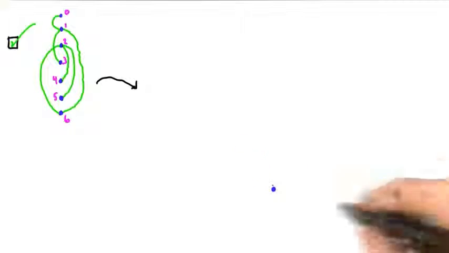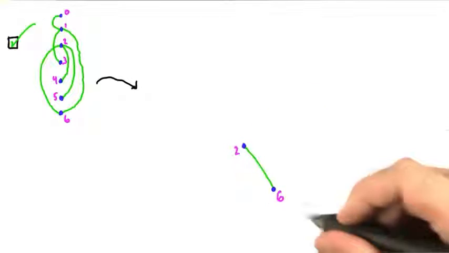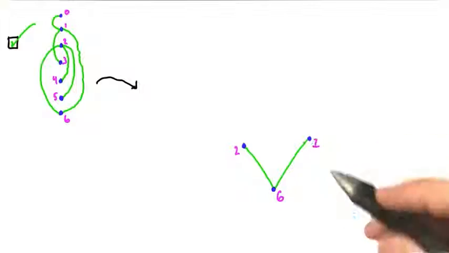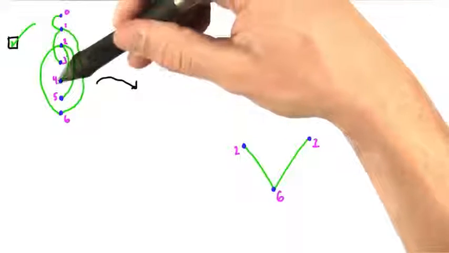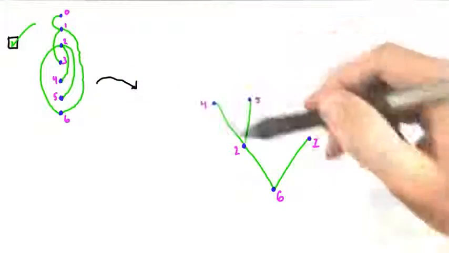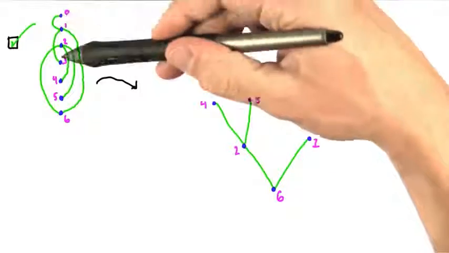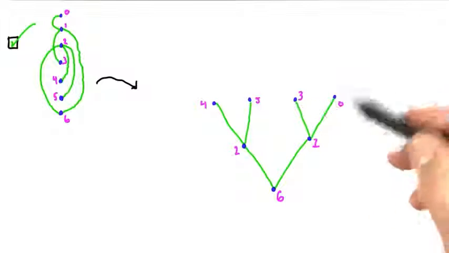Let's start with node 6. Now node 6 is connected to node 2, so we'll draw that connection. And node 6 is also connected to node 1, so there's that edge. And you can see that node 2 is connected to node 4 and node 5. And so we can draw in those nodes and the edges. And then node 1 is connected to node 0 and node 3. So here are those nodes and edges drawn in.